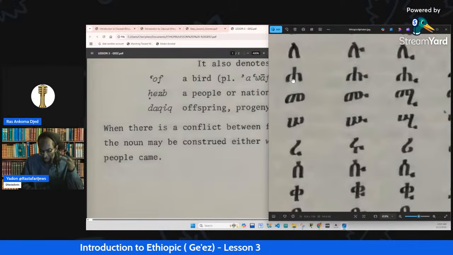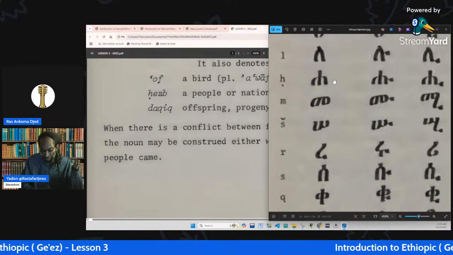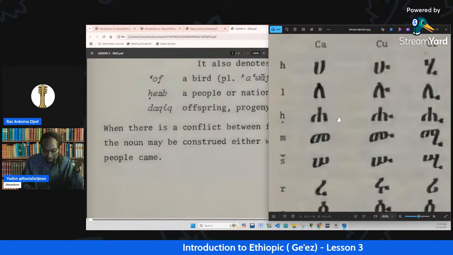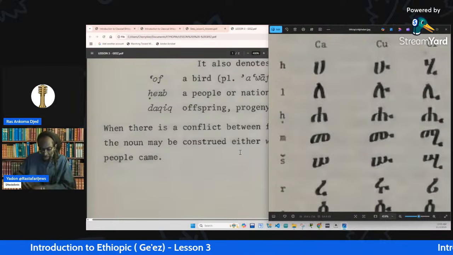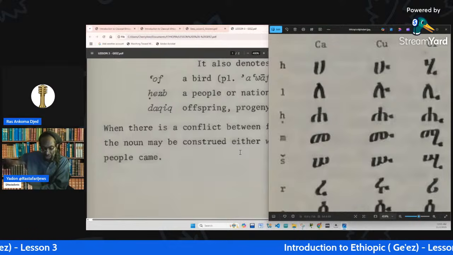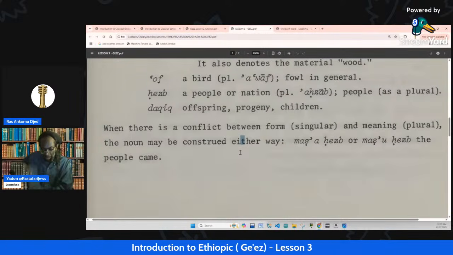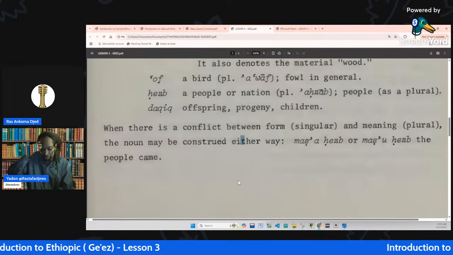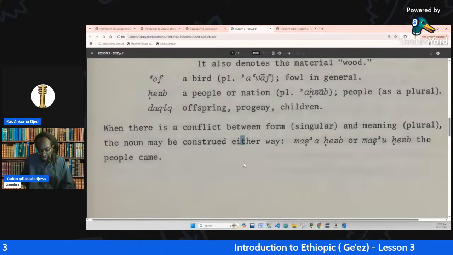Ahzab is a plural, and often this is used for Gentiles or other nations, like Israel or Ethiopia. Ahzab means nations, nationalities, or sometimes Gentiles. In some translations they may translate it as heathen, but this means other people groups. People as a plural, or nations usually. Then we have Dekika.